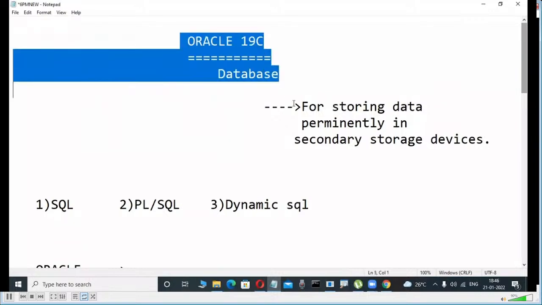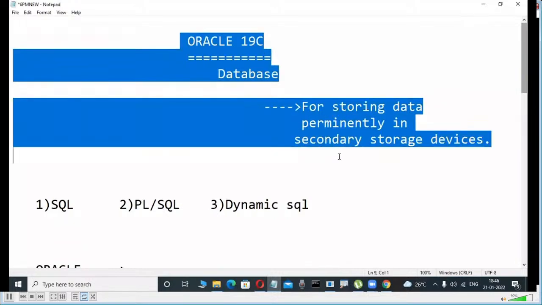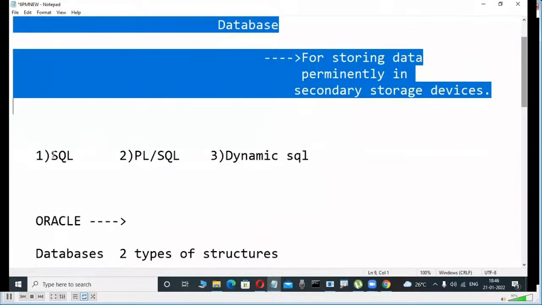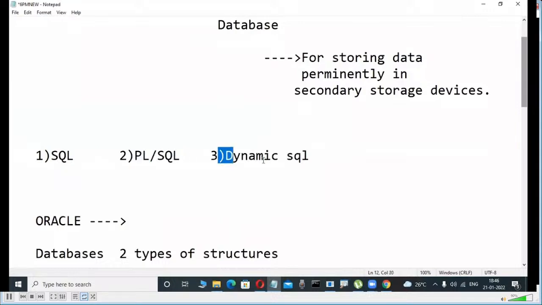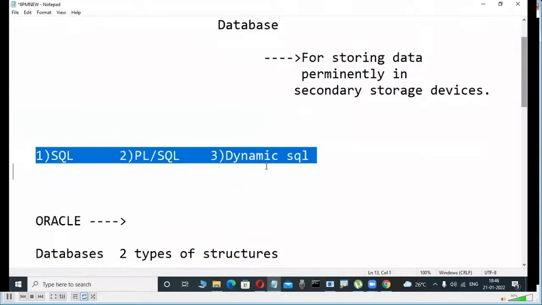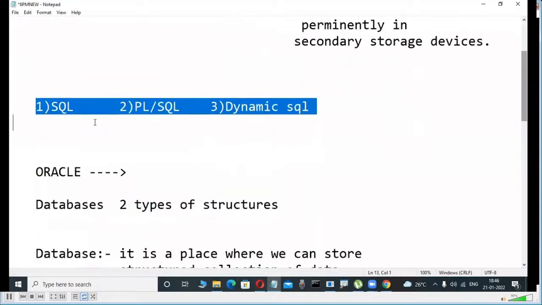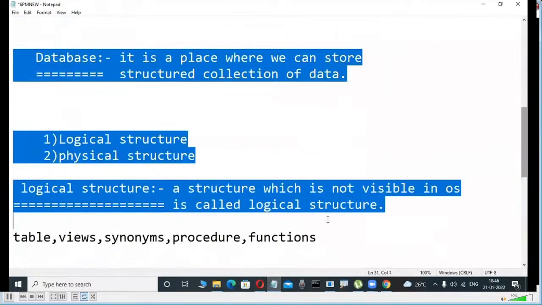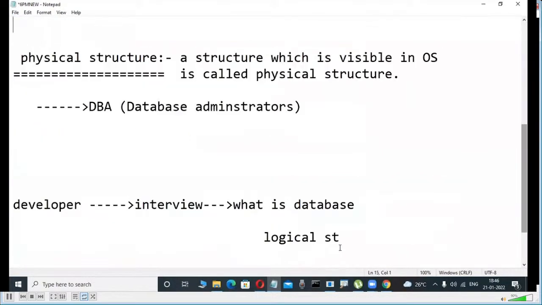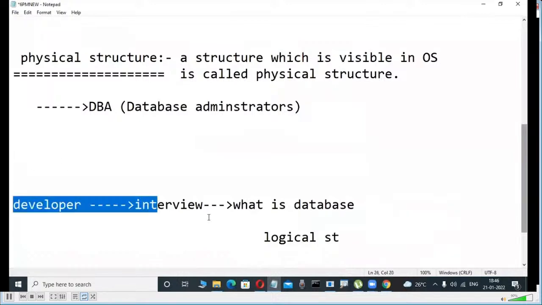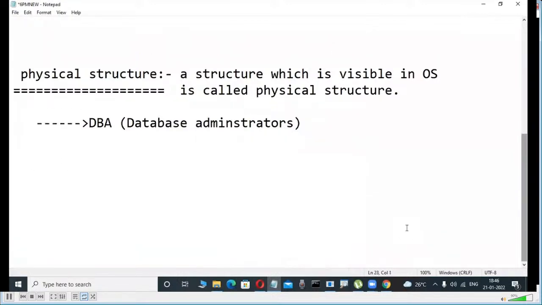If you want to operate this Oracle software, we are using SQL, PL/SQL, and dynamic SQL languages. Anywhere we learn an Oracle course, they tell only these three things. Okay? Yes, that is a very small thing I'm telling. Okay, fine. Now check it out. Observe it here.